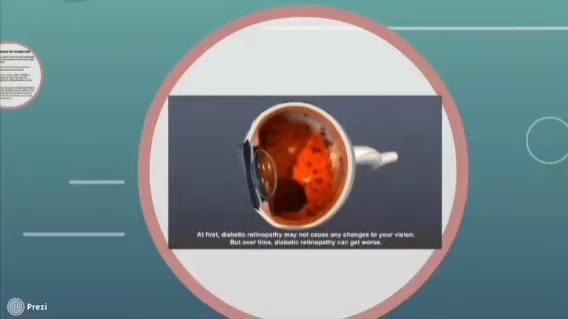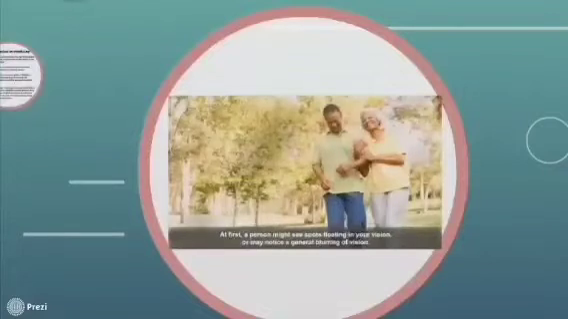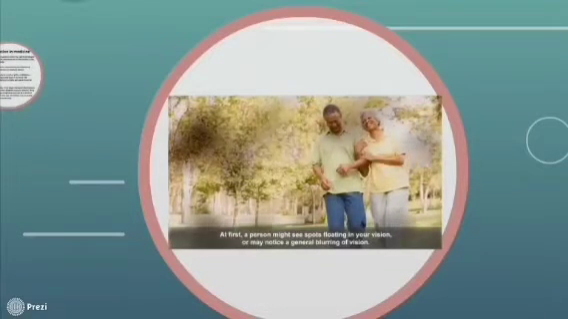At first, diabetic retinopathy may not cause any changes in vision, but over time, diabetic retinopathy can get worse. At first, a person might see spots floating in their vision, or may notice a general blurring of vision. Eventually, diabetic retinopathy may cause vision loss and even blindness.